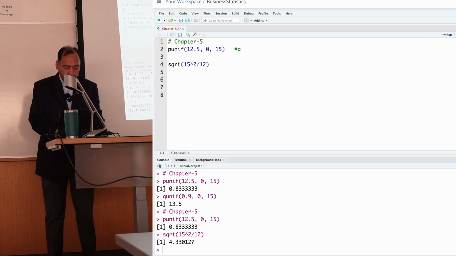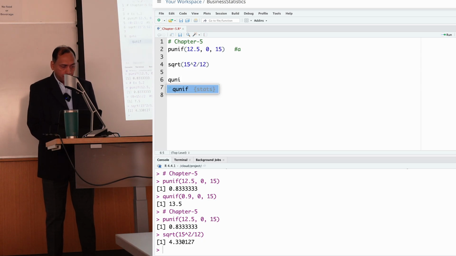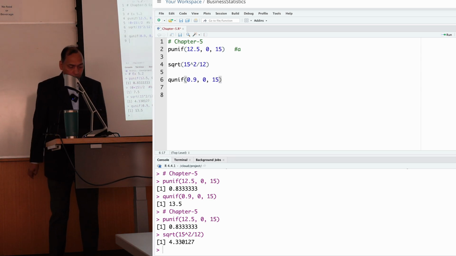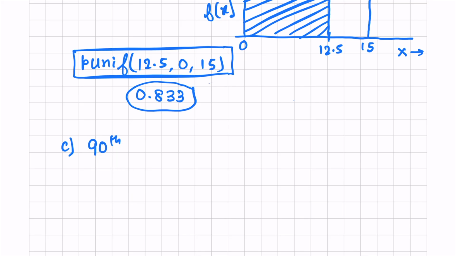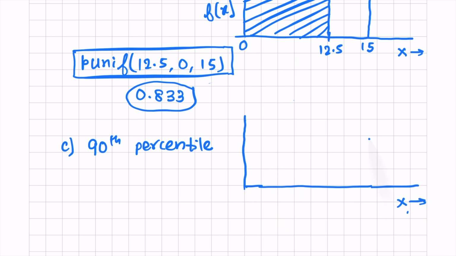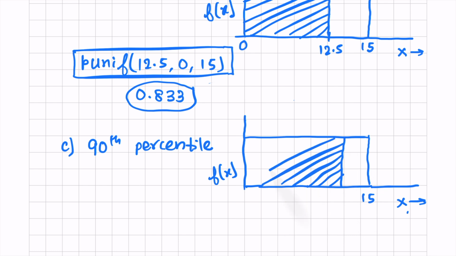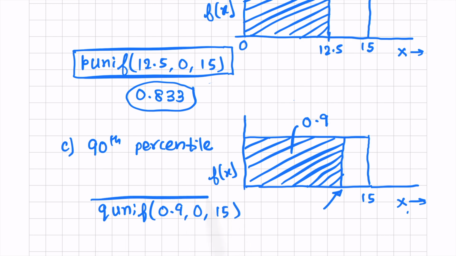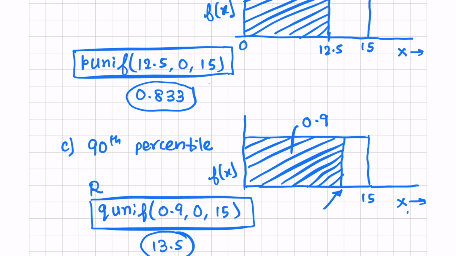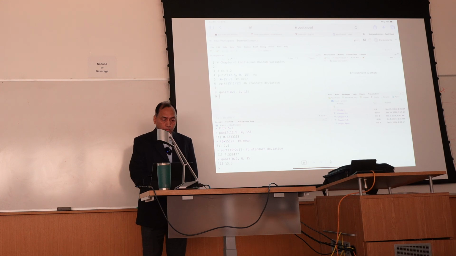So I'm going to use that formula, qunif, and 0.9, 0 is A, 15 is B, and the answer is 13.5. So this is your part C.